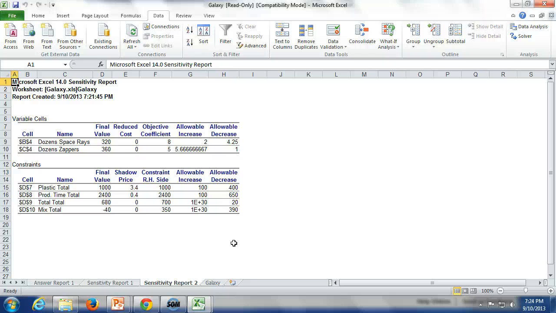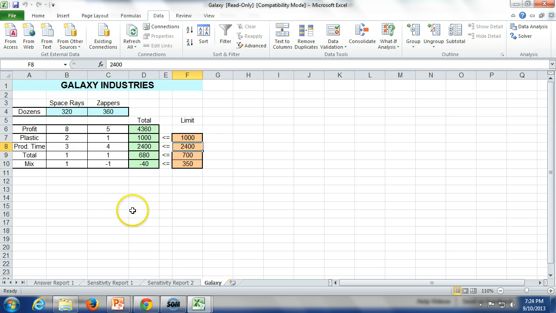Doesn't make sense. Well, the thing about plastic is, most likely it's an included cost. And what I mean by included cost is someone came up with this coefficient, right? Someone came up and said, we make $8 for every dozen of Space Rays and $5 for every dozen Zappers. How did they figure that out? How did the cost accountant figure that out? They started with what we think we're going to sell for it, and what did they subtract out of there? Expenses including what?